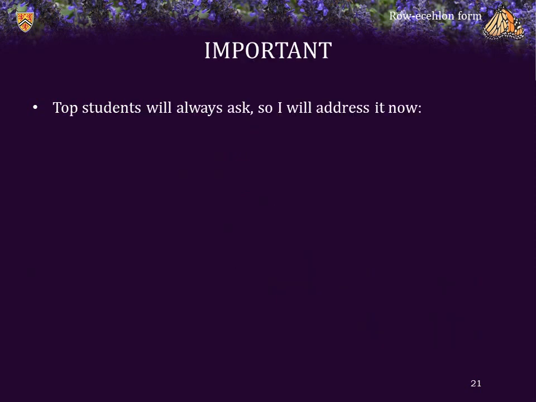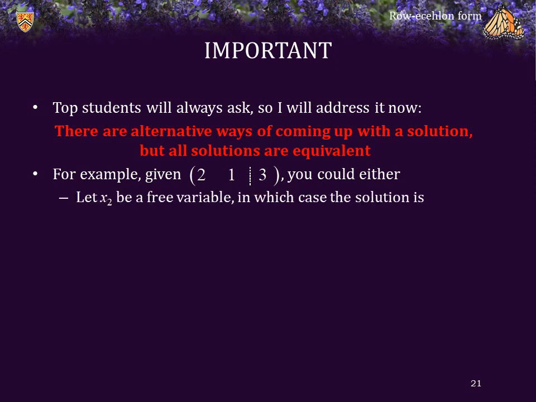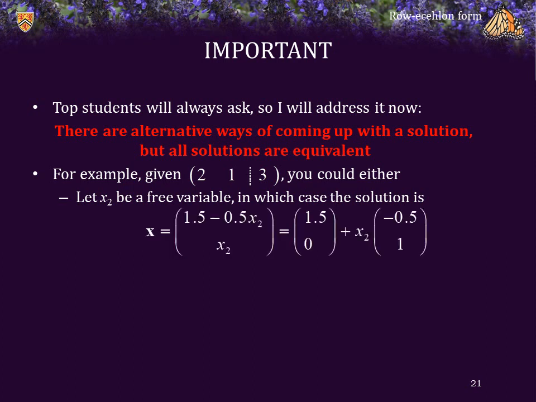Now, top students are always going to ask, so I'm going to address it right now. There are alternative ways of coming up with a solution, but nevertheless, all solutions are equivalent. So for example, given the system of one equation in 2 unknowns here, if we were to follow the algorithm that I described above, we would let x2 be the free variable, in which case the solution would end up being this solution vector shown here.